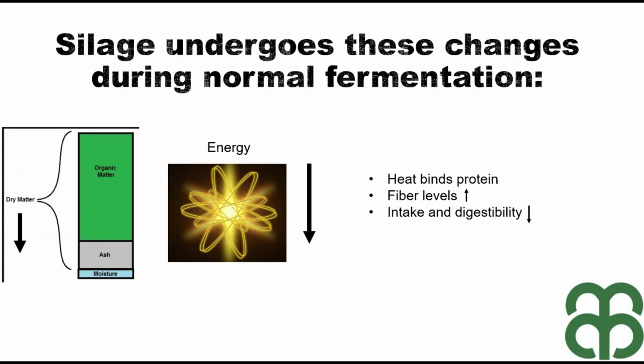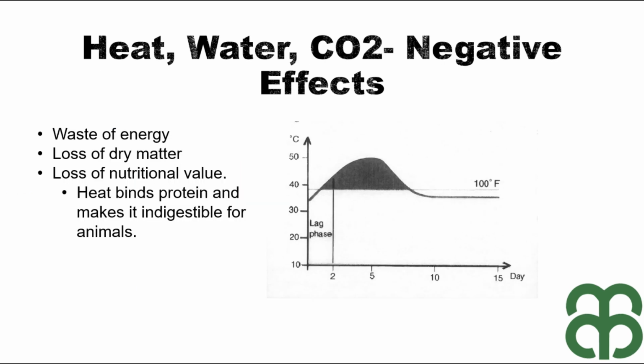Silage undergoes these changes during normal fermentation. Loss of dry matter, loss of energy, or megacals, as heat is produced. Heat binds protein and makes it indigestible for animals. Fiber levels, ADF and NDF, go up, causing intake and digestibility to go down. Heat, water, and CO2 are all negative effects on silage. They cause a waste of energy, loss in dry matter, and a loss of nutritional value.